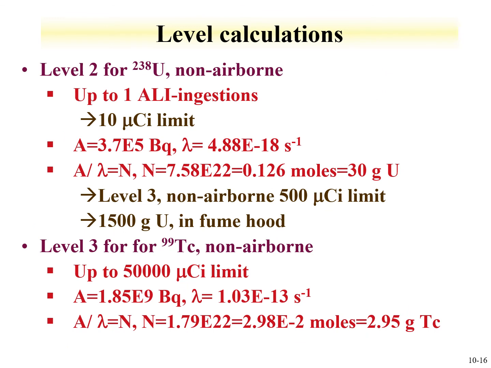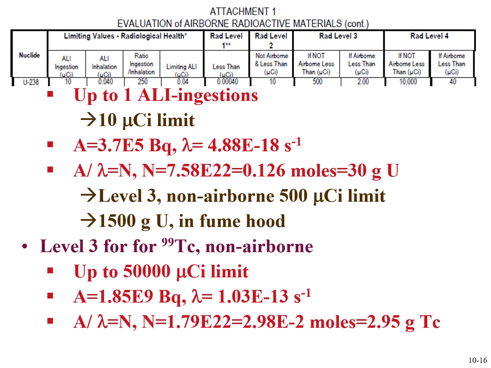An example of that is provided here. Assume that you wanted to do a level 2 for uranium-238. This is non-airborne. This is basically one ALI. So if we go to the tables, we see that uranium-238, rad level 2, that's 10 microcuries as our limit. So the question would be, what mass of uranium is 10 microcuries equivalent to? Well, if we use activity equals lambda N, we find N, we can get moles, and then we can get mass.